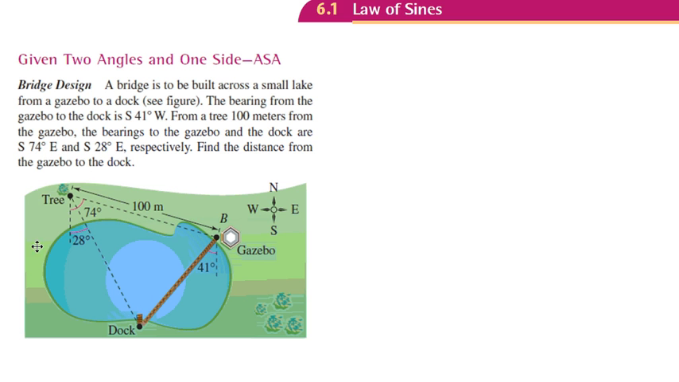Okay, so we have this picture given to us. We're supposed to find the distance from the gazebo to the dock. That is our goal, which is to find x right here. So let's see what we know and what we can find out.